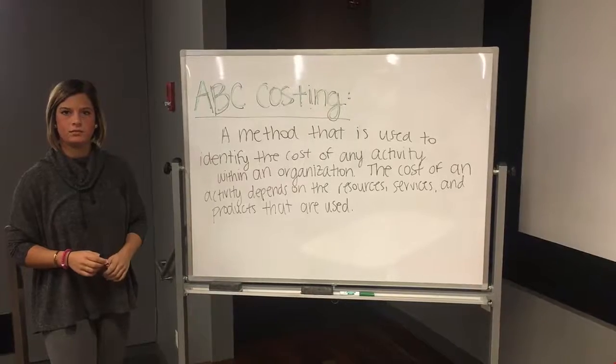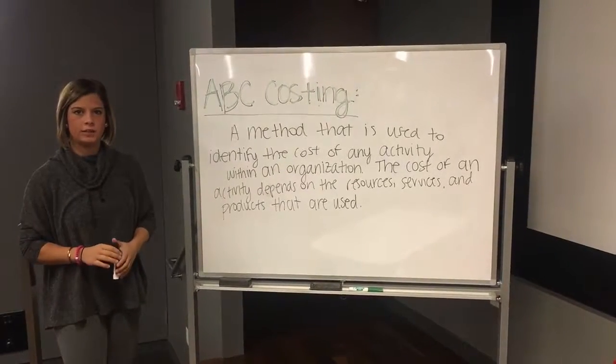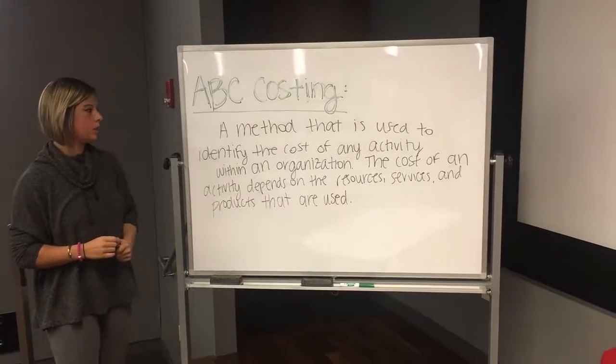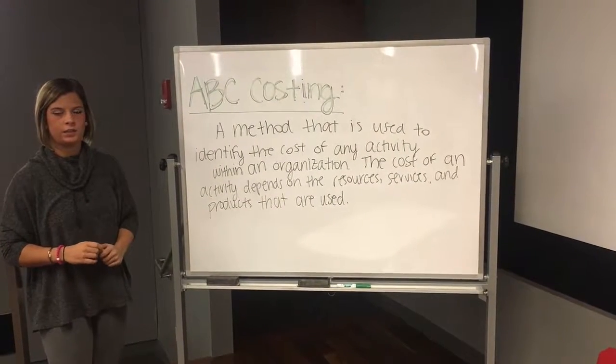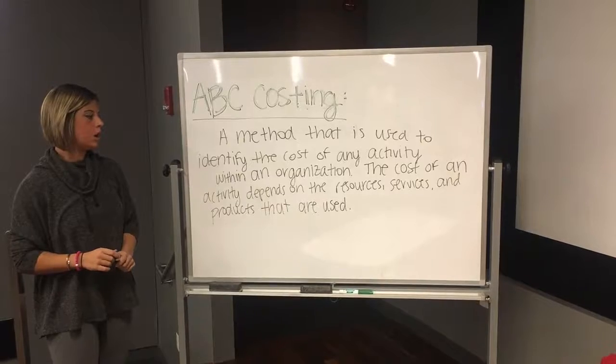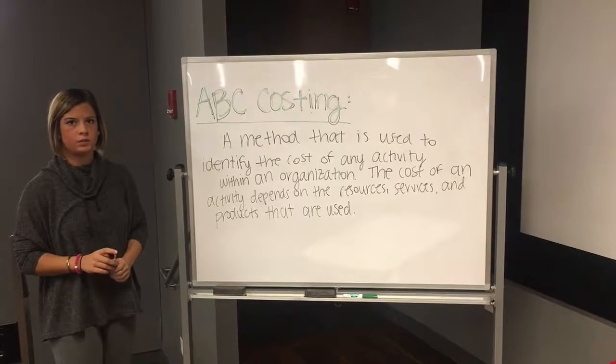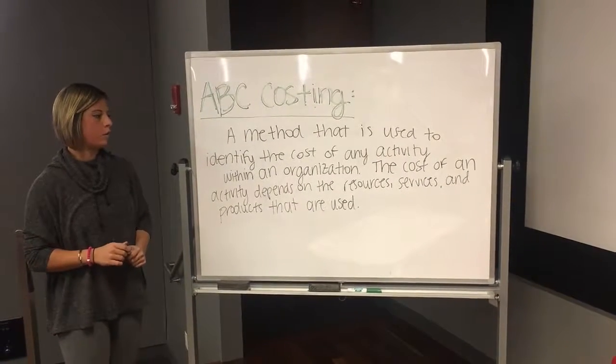Today we're going to talk about ABC costing. And now to start with the definition of ABC costing. It is a method that is used to identify the cost of any activity within an organization. The cost of an activity depends on the resources, services, and products used for that activity.